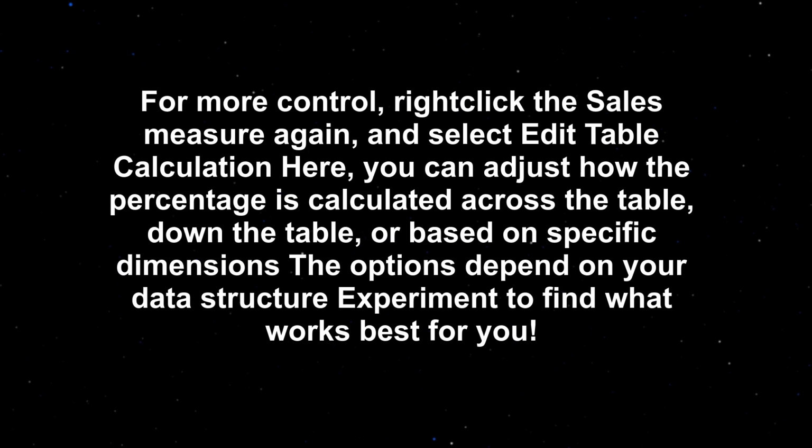For more control, right-click the sales measure again, and select Edit Table Calculation. Here, you can adjust how the percentage is calculated: across the table, down the table, or based on specific dimensions. The options depend on your data structure. Experiment to find what works best for you.